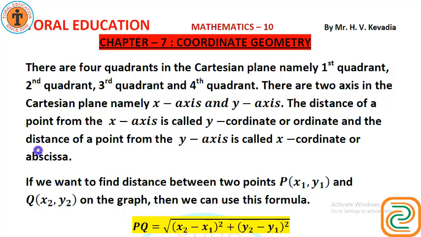The distance of a point from the x-axis is called y-coordinate or ordinate. There are 2 names of y-coordinate, and the distance of a point from the y-axis is called x-coordinate. Distance from x-axis is called y-coordinate and distance from y-axis is called x-coordinate or abscissa. So x-coordinate is also known as abscissa and y-coordinate is also known as ordinate.